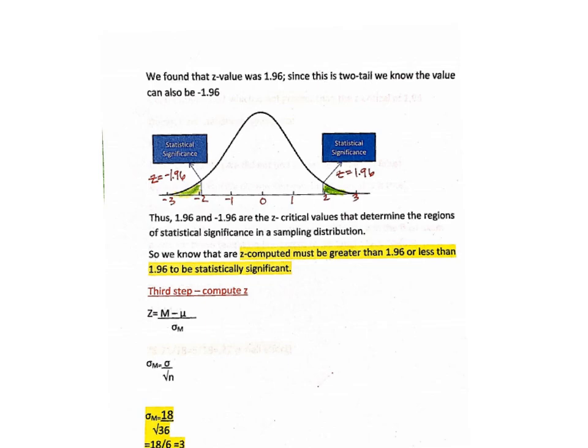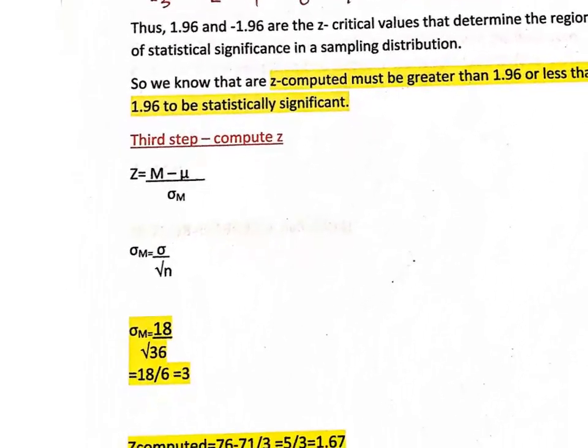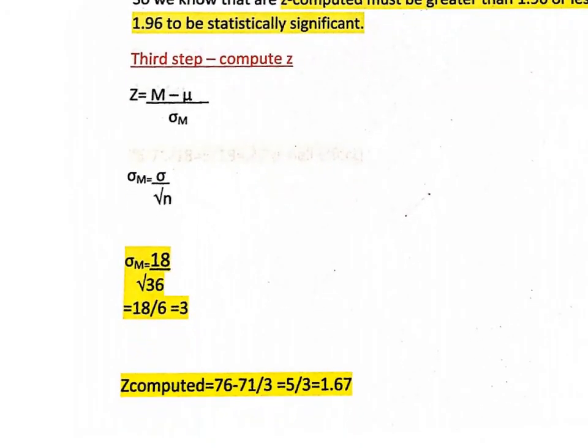Then we get to our third step, which is the easy step, which you know how to do, which is to compute the z. Remember that the z is our sample mean minus our population mean over the standard error. And the standard error is the standard deviation divided by the square root of our sample size. In this case, we were given a population standard deviation of 18 and a sample size of 36. The square root of 36 is 6, and 18 divided by 6 gives us 3.